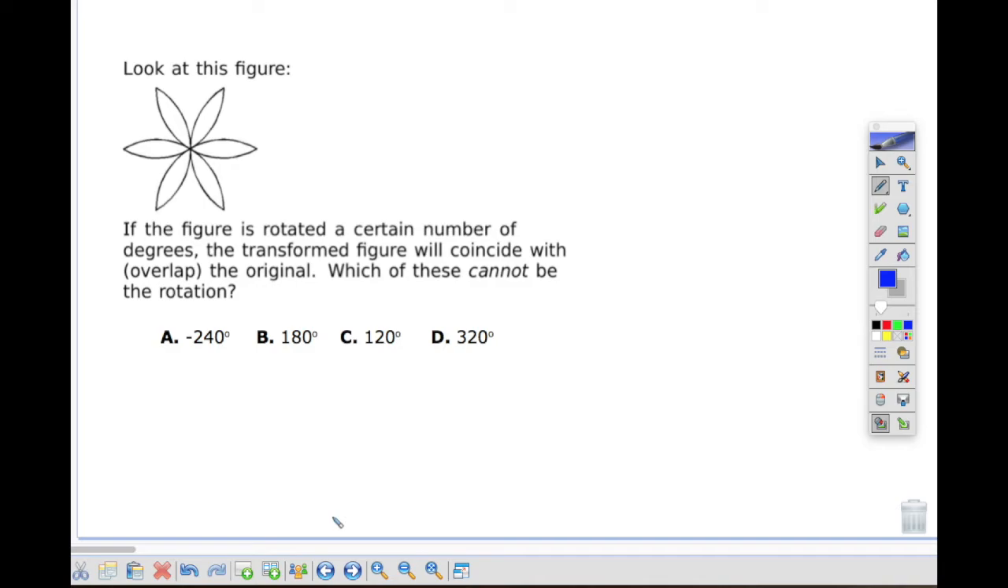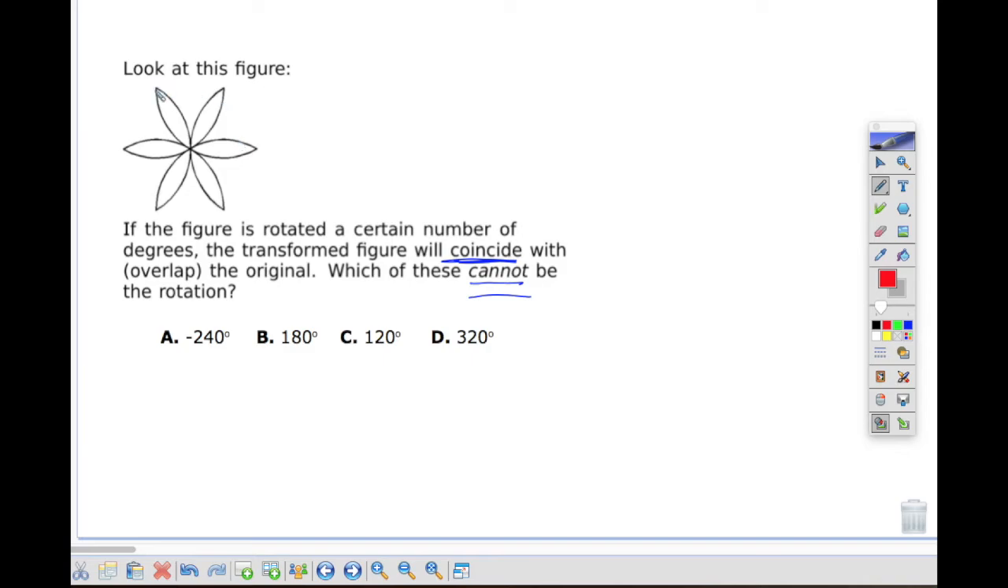Okay, look at this figure and let's see. If the figure is rotated a certain number of degrees, the transformed figure will coincide, meaning it would be back on top of itself or mapped onto itself, with the original. Which of these cannot be the rotation? Okay, let's take a look at a negative rotation. Negative rotation is just going to mean counterclockwise. Anytime there's not a clockwise or counterclockwise, it's always going to mean clockwise. All right, so negative 240 degrees would mean going in the negative direction.